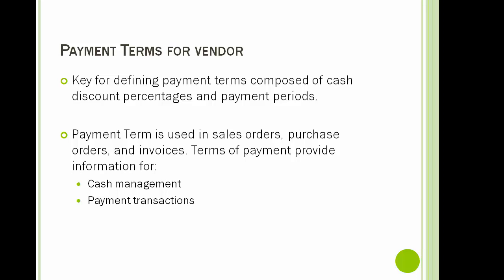And if you make any payment before the due date, the system will also let you know the cash discount if you have maintained the cash discount percentages and time period on it. So payment term basically calculates your cash discounts, and it lets you know the payment periods when the payment for the vendor is due for the invoices.